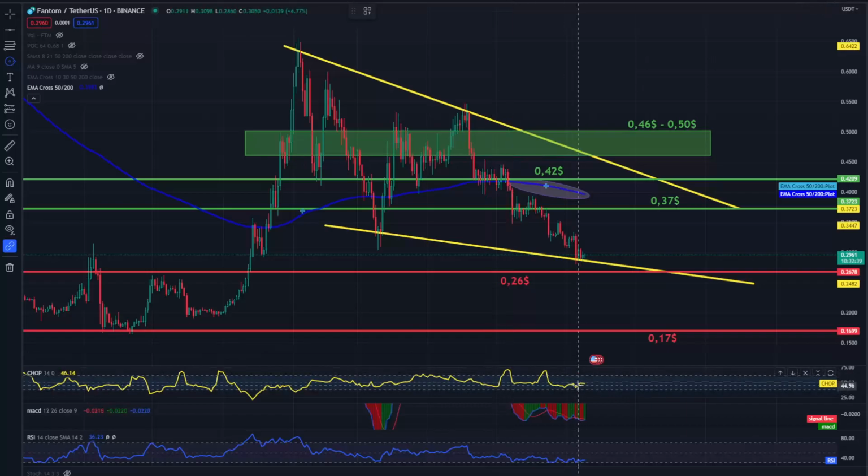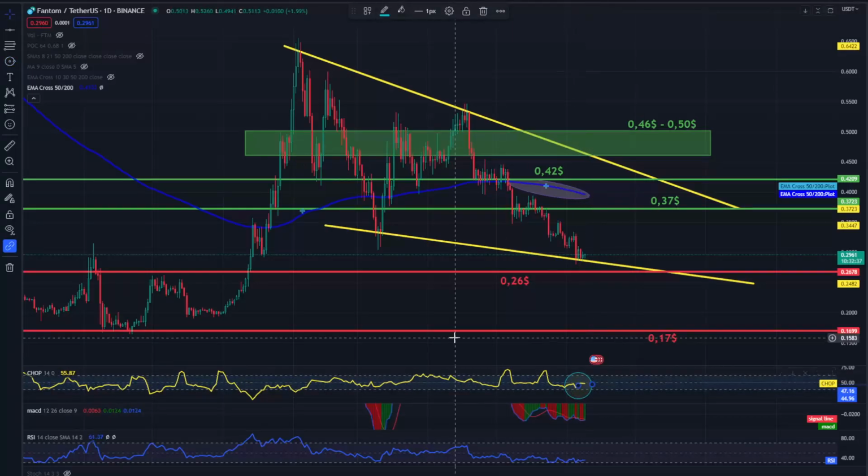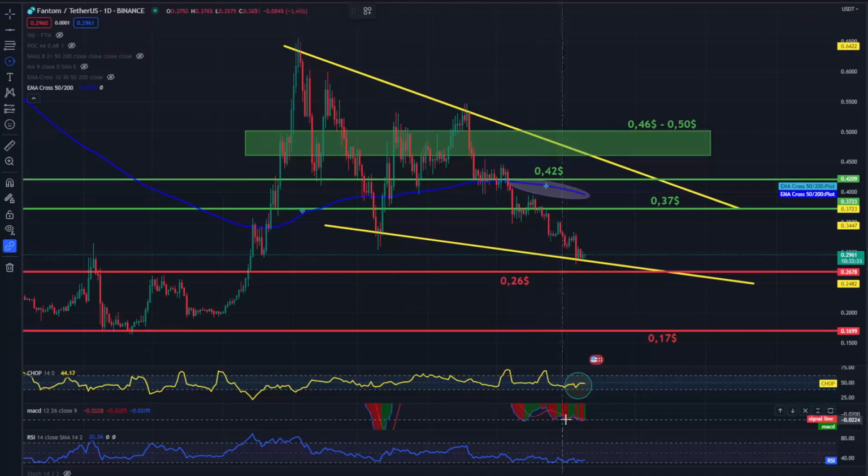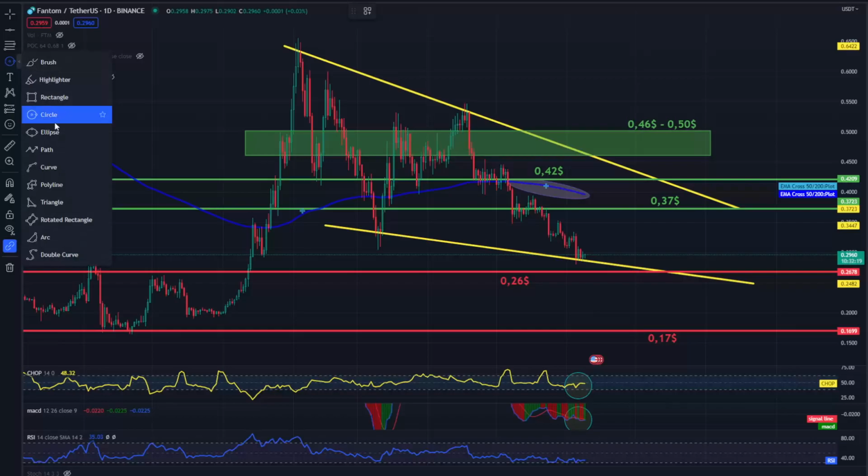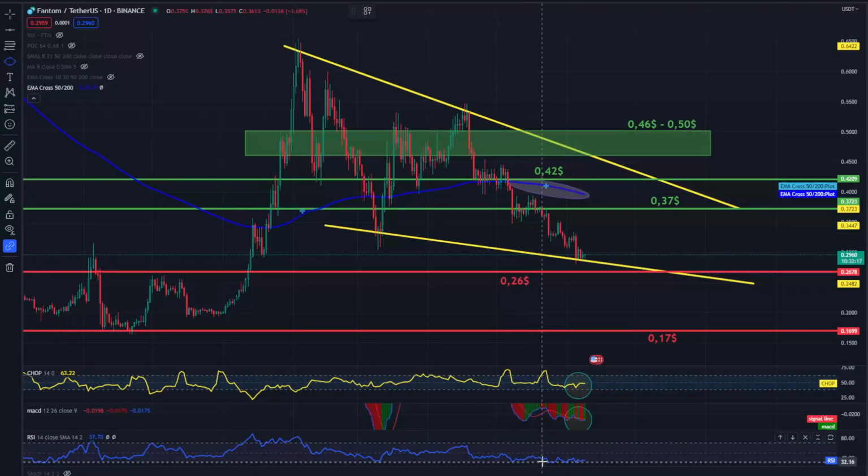The CHOP index indicates that the energy is slowly gathering strength. The MACD remains in a downward trend but is close to a trend change. While the RSI has been moving at the lower end of the range for some time, which may indicate the approaching end of the current correction in the coming days.